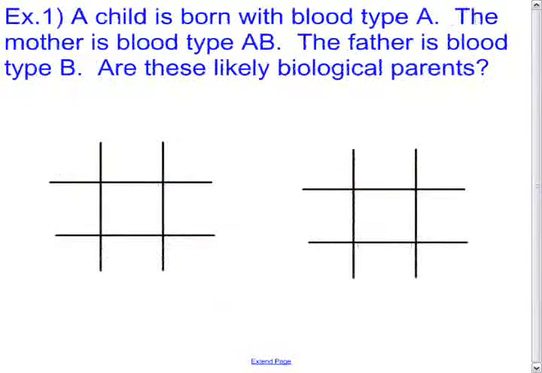Now, how does this relate to Punnett squares and genetics? Well, consider the following case. A child is born with blood type A. The mother is blood type AB. The father is blood type B. Are these likely biological parents?